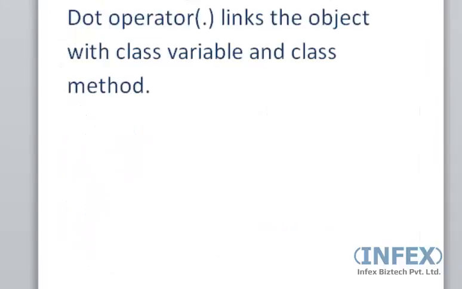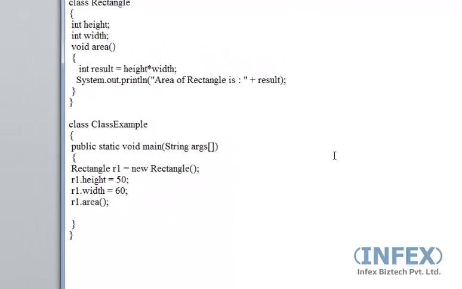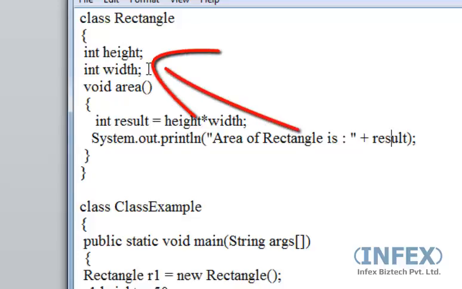Let's go through the example of a class. This is the example of a class. Here the class name is Rectangle. Height and width are the instance variables of the Rectangle class. Area is the method of the Rectangle class. Here inside area there is the product of height and width, which is stored into the result integer variable, and this method is used to print the result.